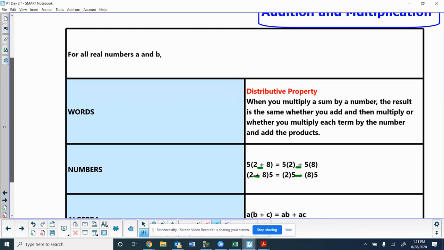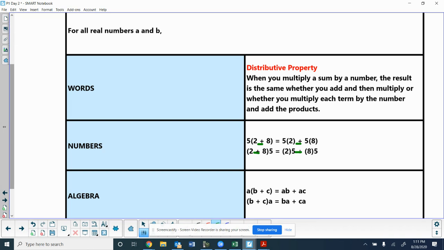Distributive property is when you have a number out in front of parentheses and there's no symbol. That means 5 times that parenthesis, or 5 times the quantity 2 plus 8. I could go 5 times 2, get that answer, and 5 times 8, and then add. So we could do 2 plus 8, get 10 times 5 is 50, or 5 times 2 is 10, 5 times 8 is 40, and add them and still get 50.